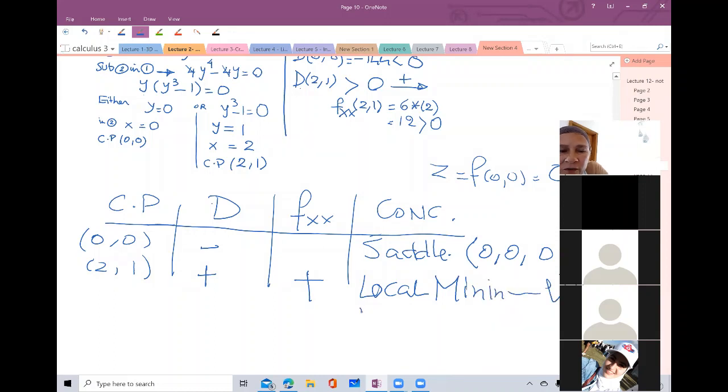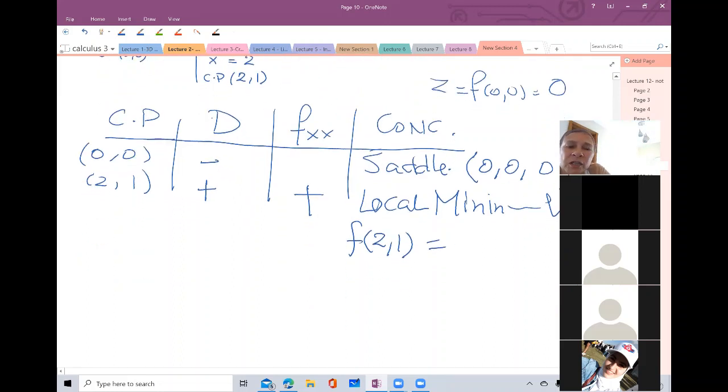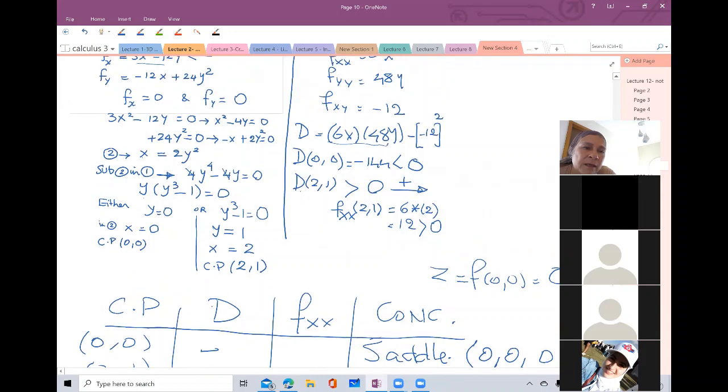If I want this value, I'm going to plug (2, 1) into my function f and find my value. Okay. What will it come out to, Doctor?